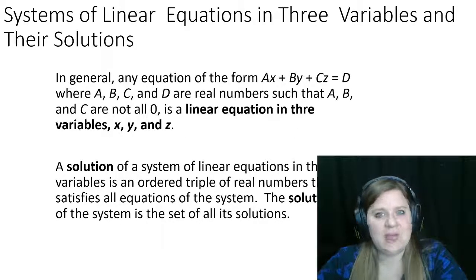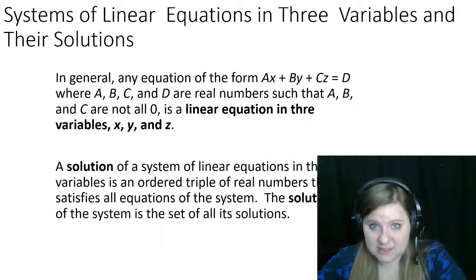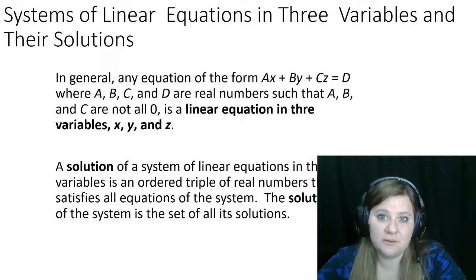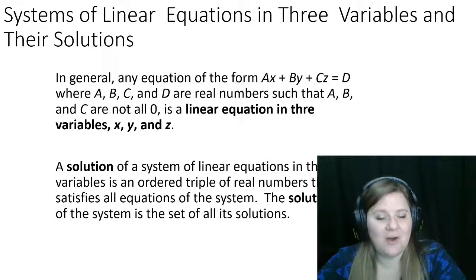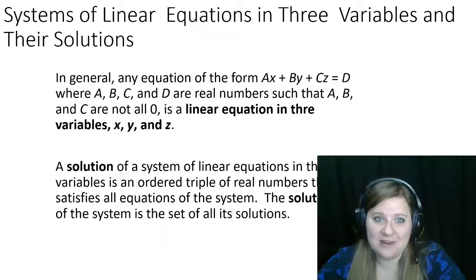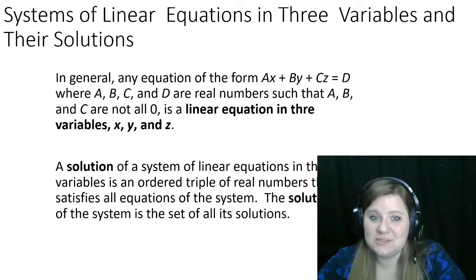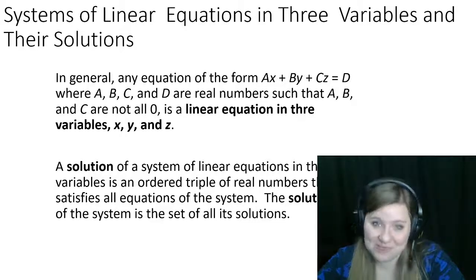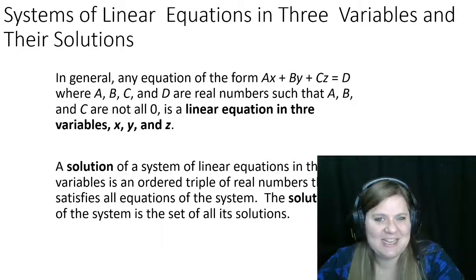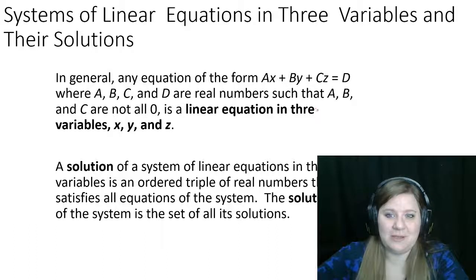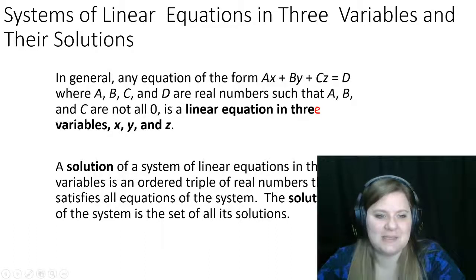Now, we have ax plus by plus cz equals d is our standard form for a linear equation of 3 variables. Note that a, b, c, and d all have to be real numbers, and a, b, and c cannot all be 0. You can have 1 or 2 be 0 at the same time, but they can't all be 0 together. All right? So this is a linear equation in 3 variables, x, y, and z.